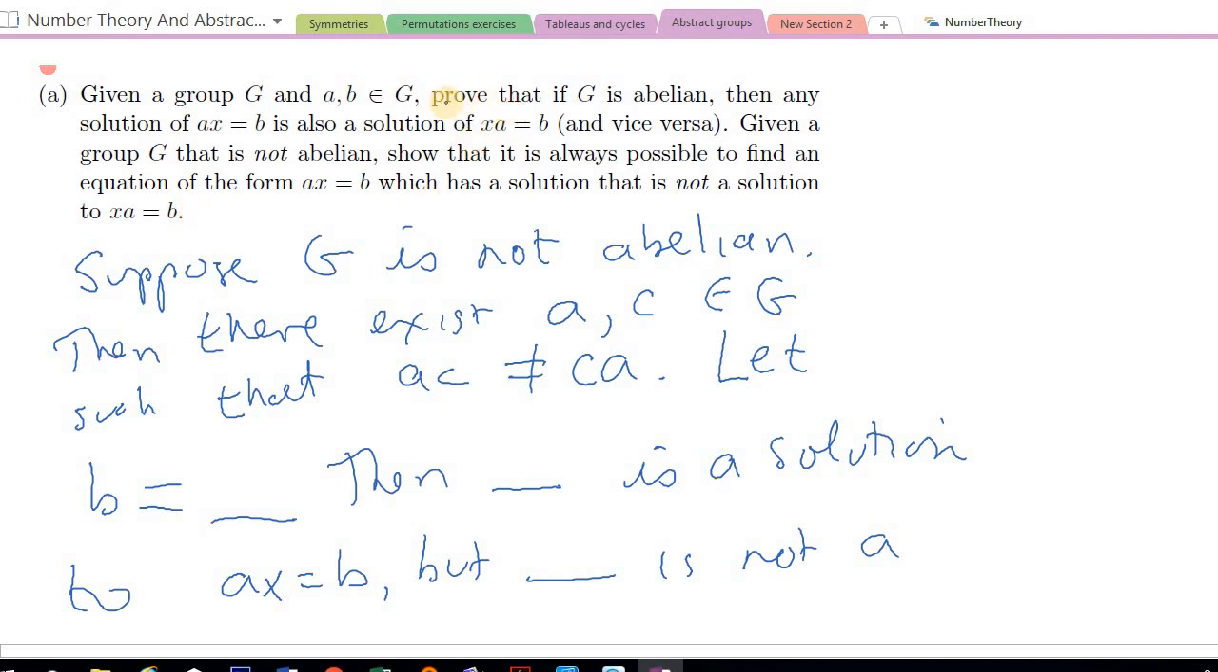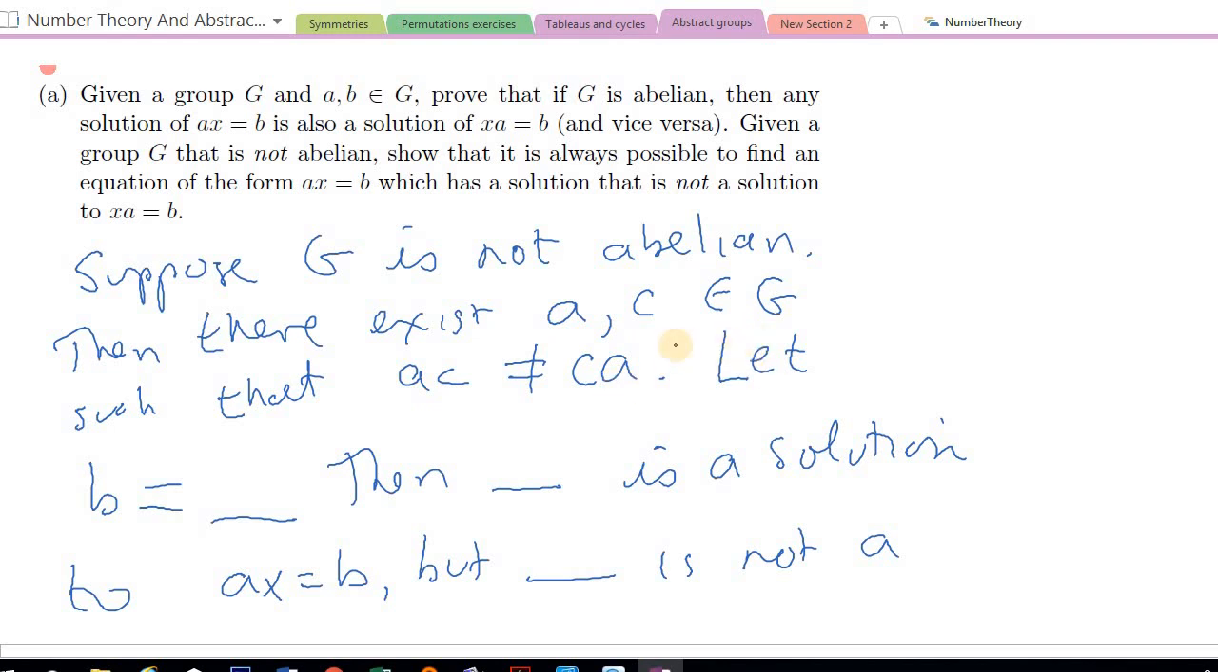So I'm going to leave the first part to you, which shows that any solution of AX equals B is also a solution to XA equals B. So let me do the second one, which is the case where G is not abelian. Suppose G is not abelian, then that means that there must exist a pair of elements in G such that AC is not equal to CA. Because abelian means that this product and reverse product are always the same. If it's not abelian, there must be some product AC that is not equal to CA.